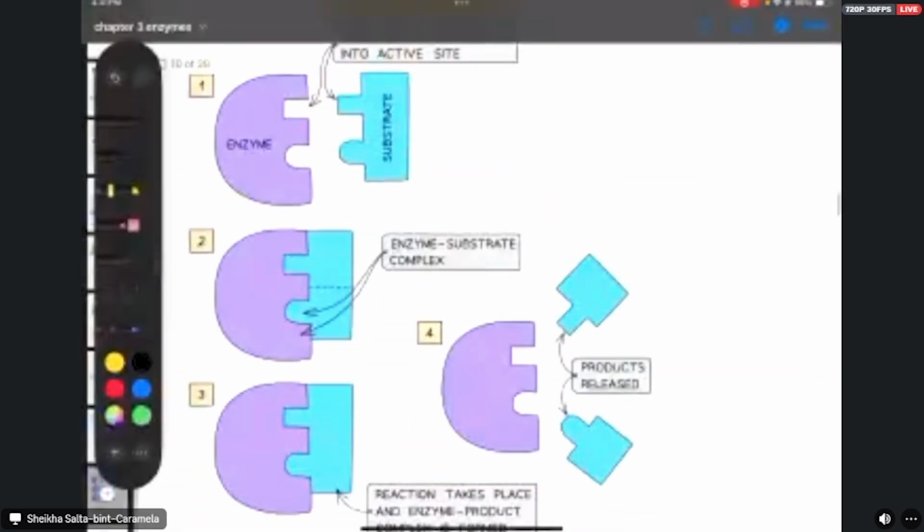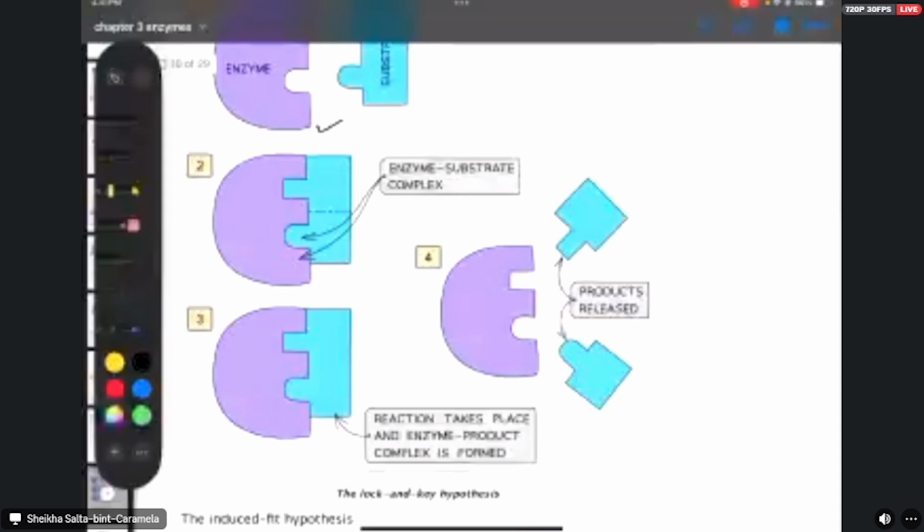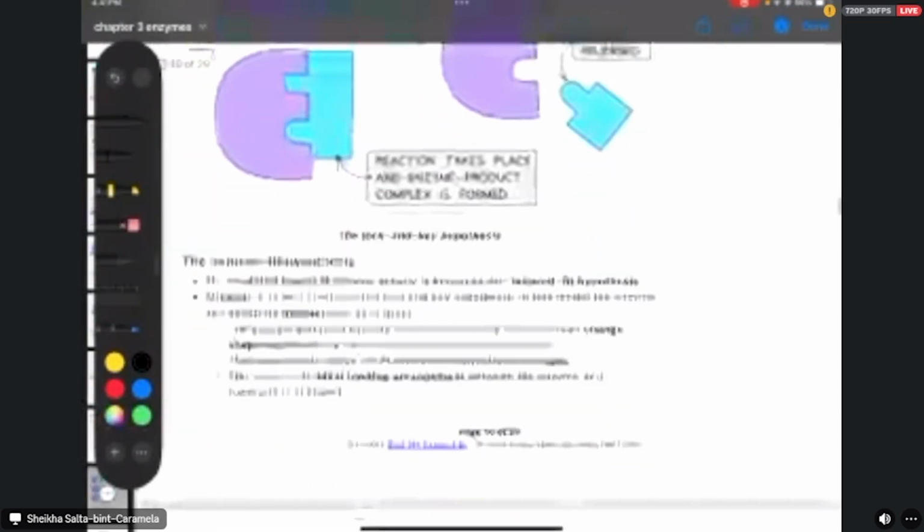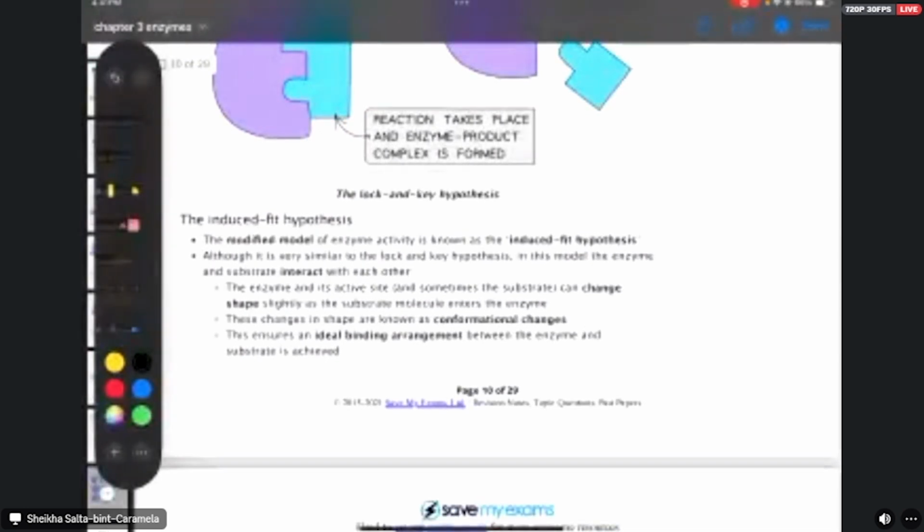So let me show you the example. As you can see here, the substrate will only bind to this enzyme. If it was in any other shape, it would never bind to this because it's not the exact same shape over here. Whereas we look at the other hypothesis, which is the induced fit hypothesis.